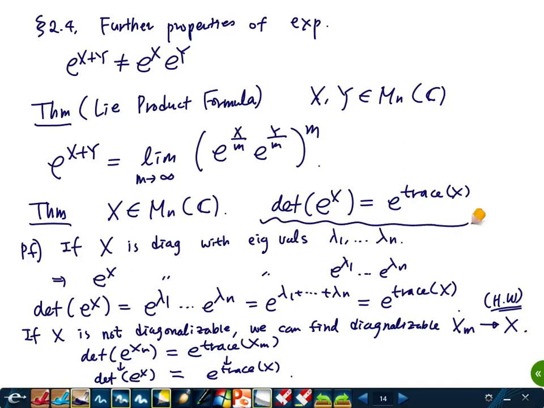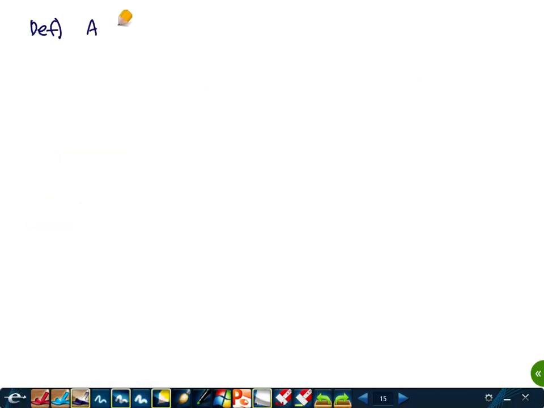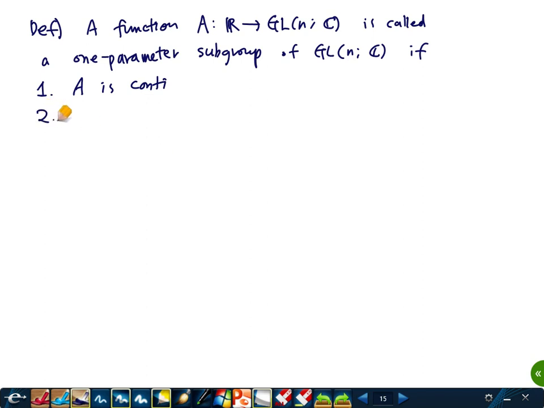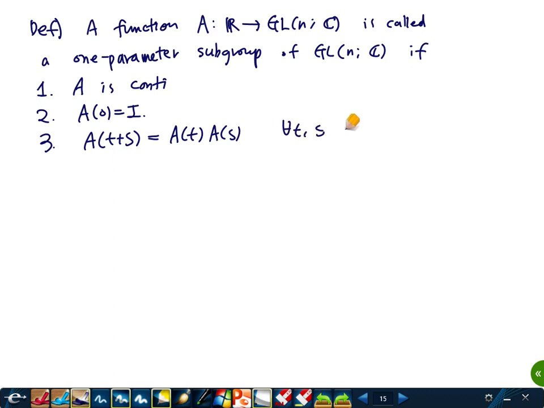Nice and simple fact. All right, and one more interesting property. A function A from the real numbers to GL(n, C) is called a one parameter subgroup if the following three conditions hold. One, A is continuous. Two, A(0) equals the identity. Three, A(t+s) equals A(t)A(s) for all t, s in the real numbers.